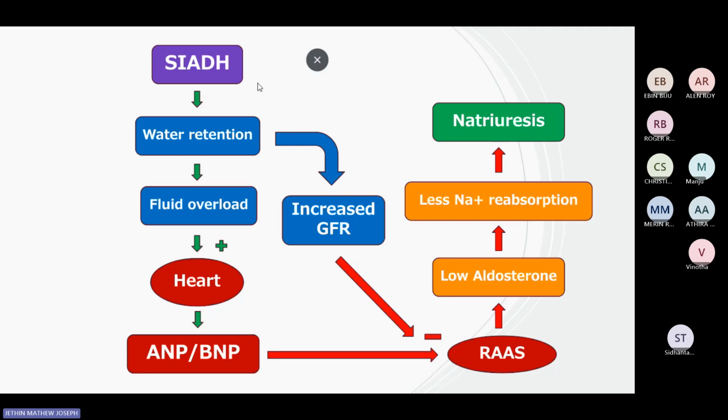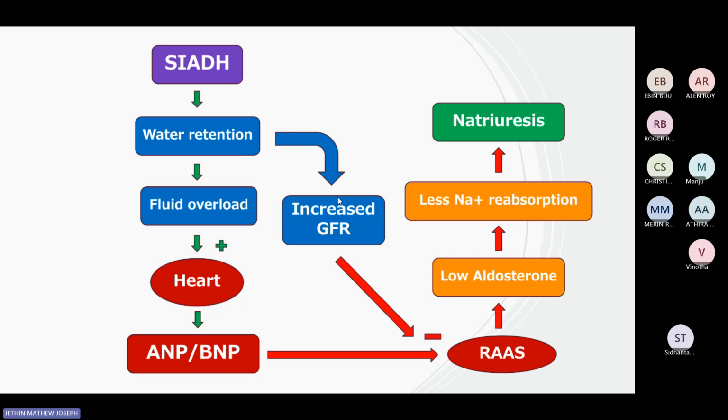As we discussed, in SIADH there is an inappropriate release of ADH. There is water retention. There is fluid overload as a result. And as a result of fluid overload, the heart is going to release something to counter it, such as ANP, atrial natriuretic peptide. ANP is going to inhibit RAS, and inhibition of RAS is going to result in low aldosterone levels. Because of low aldosterone levels, there'll be less sodium reabsorption from the kidney, and as a result, you're going to have natriuresis. So that is why SIADH also has a high urine sodium.